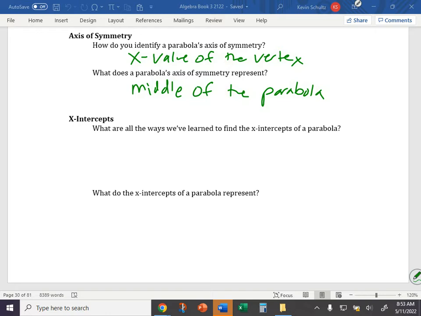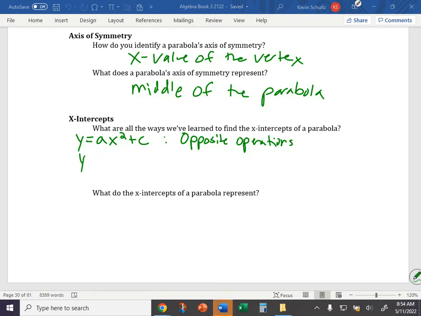X-intercepts. What are all the ways we've learned to find the x-intercept of a parabola? And more so than that, let's put the various forms. If you have y equals ax squared plus c, what's your method to find the x-intercepts of the parabola? Opposite operations. Right? You're solving for x using opposite operations.